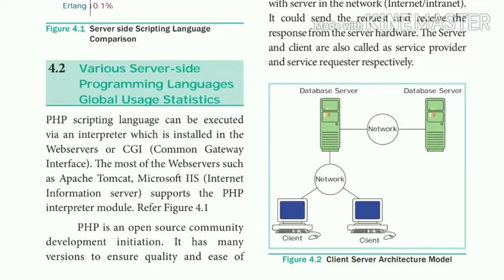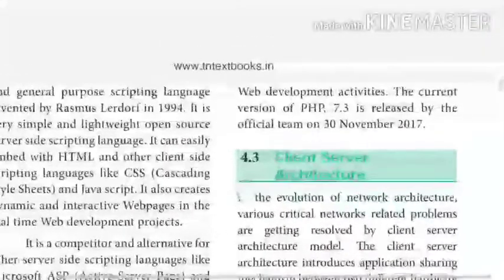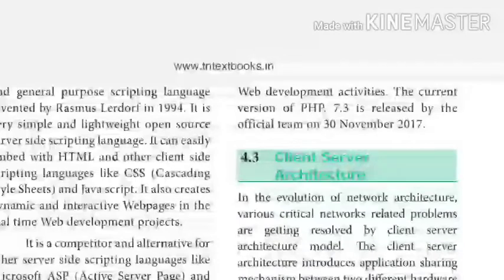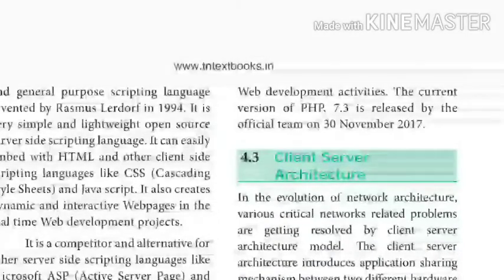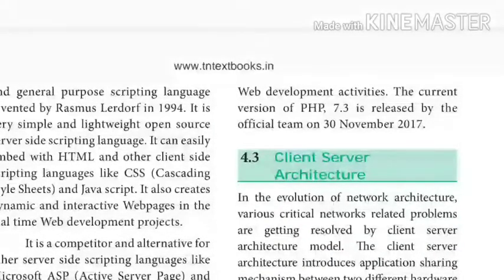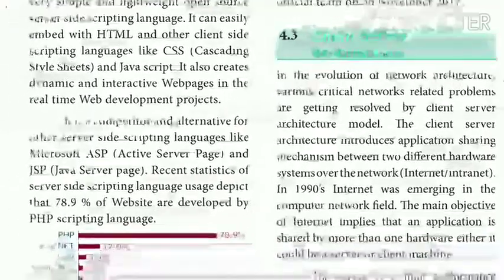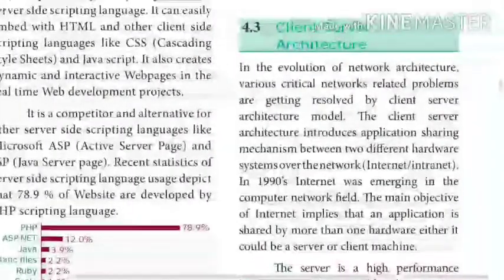So it has many versions to ensure quality and ease of web development activity. The current version of PHP is 7.3, released by the official team in November 2017.